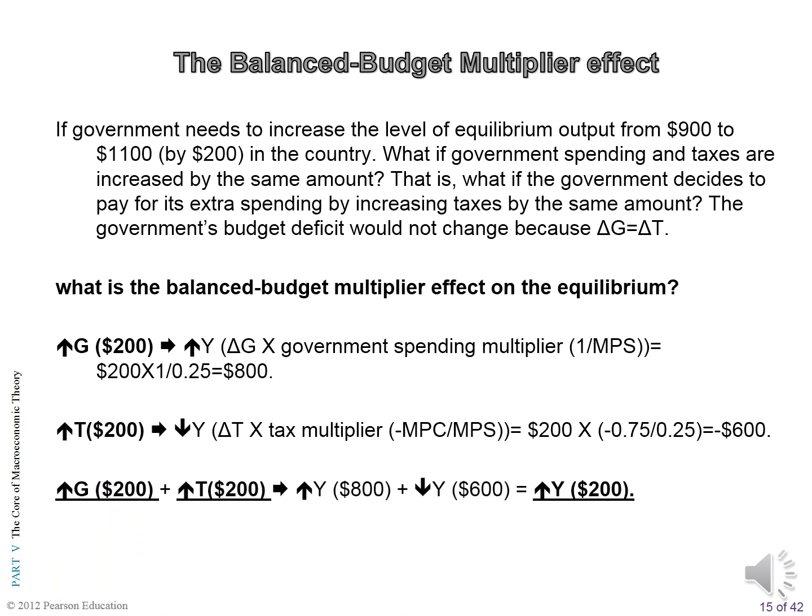So the overall effect: Y will increase by 800 and decrease by 600, so Y increases by 200. So look at the final effect. If G increases by $200 and T increases by $200 simultaneously, at the same time by the same amount, as we can see, Y will increase by $200. This means that the balanced budget multiplier equals 1.